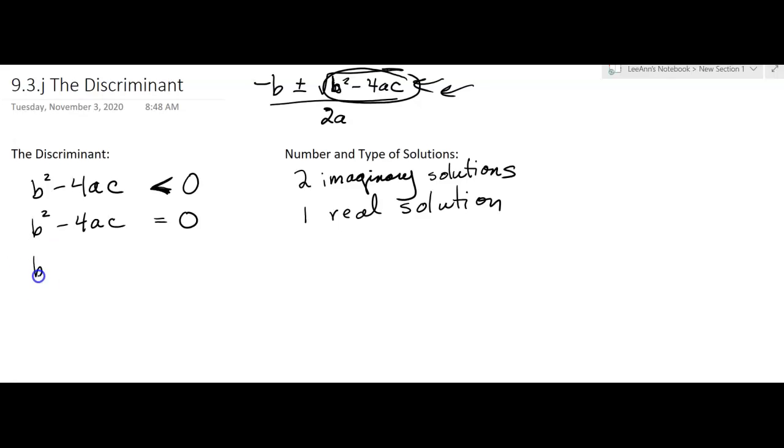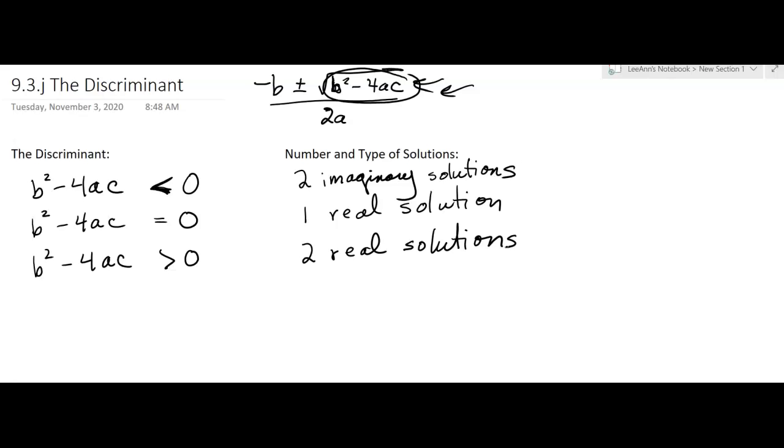And then finally, if b squared minus 4ac, the discriminant, is greater than 0, you're going to get two solutions, but they're going to be real. You won't have the imaginary part. So this is kind of like a little guide here. If the discriminant is less than 0, you get two imaginary solutions. If it's equal to 0, you get one real solution. And if it's greater than 0, you get two real solutions.